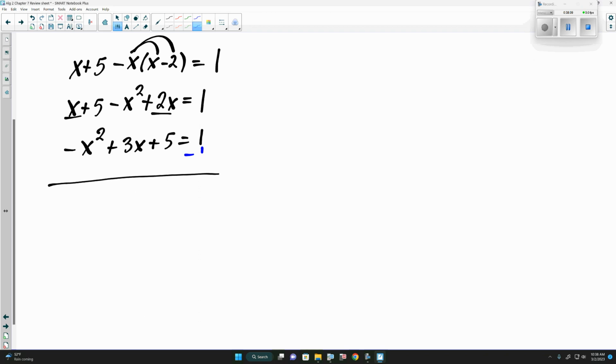And again, we do need to get this equal to 0, so we can subtract 1 from both sides. Then it's negative x squared plus 3x plus 4 is equal to 0. Now at this point, we can graph it. We can factor it either one, because if we factor, we'll need to divide by negative 1 so that it works nicer.